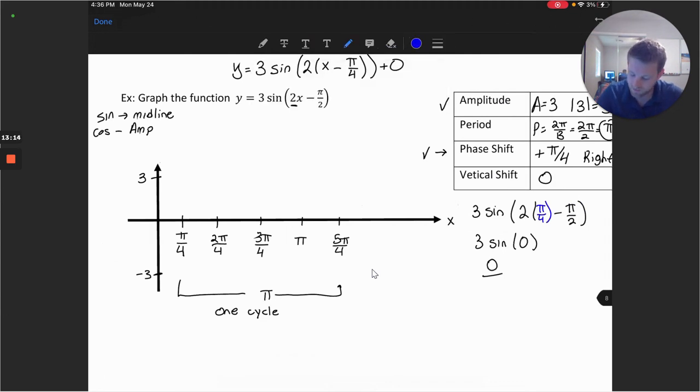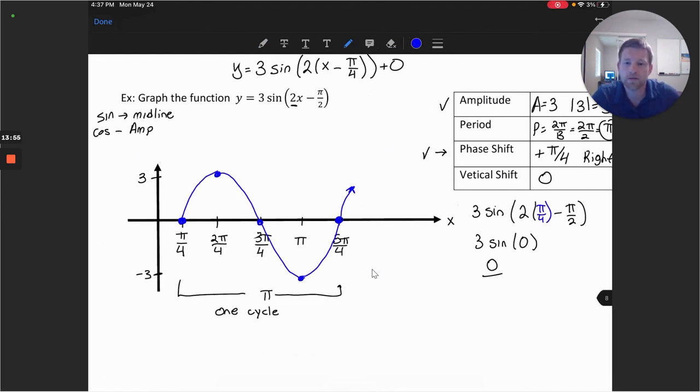So when I consider the shape of this graph, sine functions always shape the same. Start at pi over 4. We'll go and reach our peak at 3. Back down at 3 pi fourths. Hit our minimum at pi. And then back up at 5 pi over 4. And then we'll finish up our curve. Just connect the points. And there we have our graph.